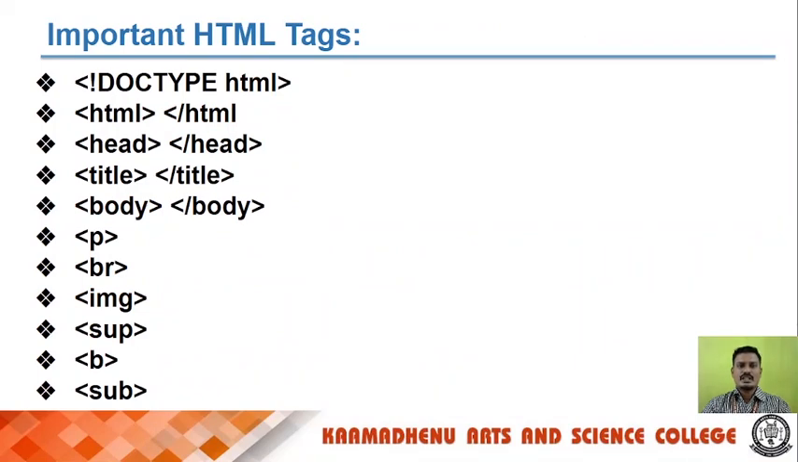Next, we are going to see about important HTML tags. These are the tags used in HTML coding. There is the document type HTML, which relates to the HTML document. Next, html and the closing tag of html. Next, head and the closing tag of head. Title and the closing tag of title. Then body. And then p is the paragraph. br is the break. Then img for image. Then superscript, bold and subscript. So these are the important HTML tags.